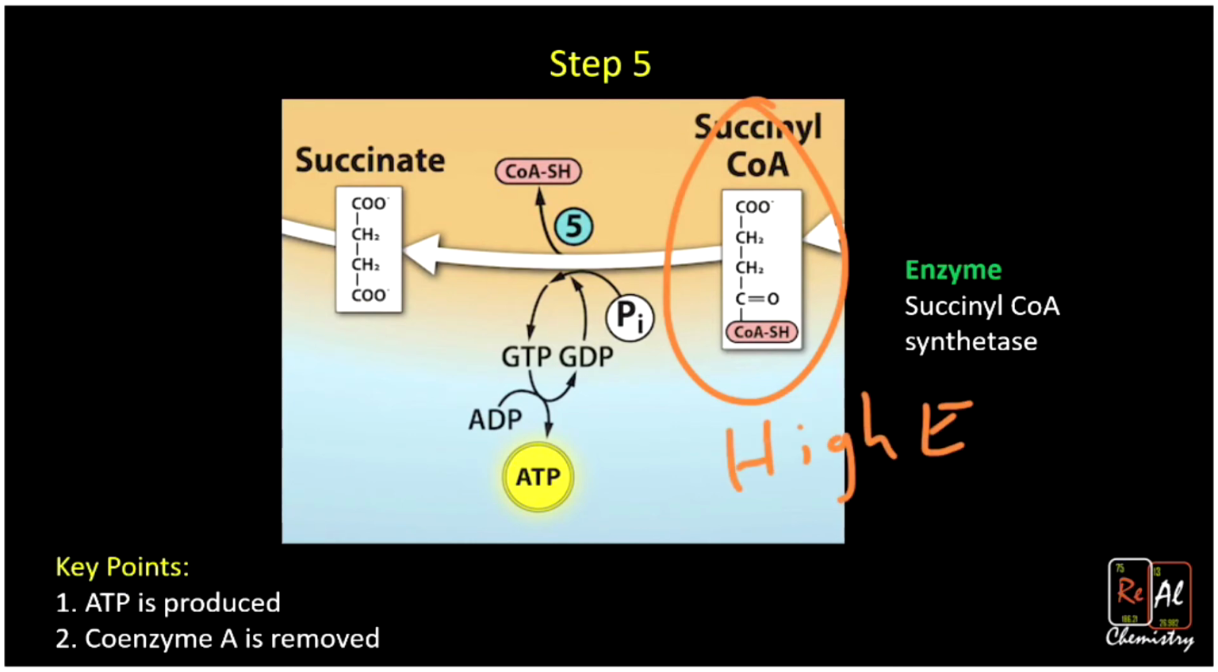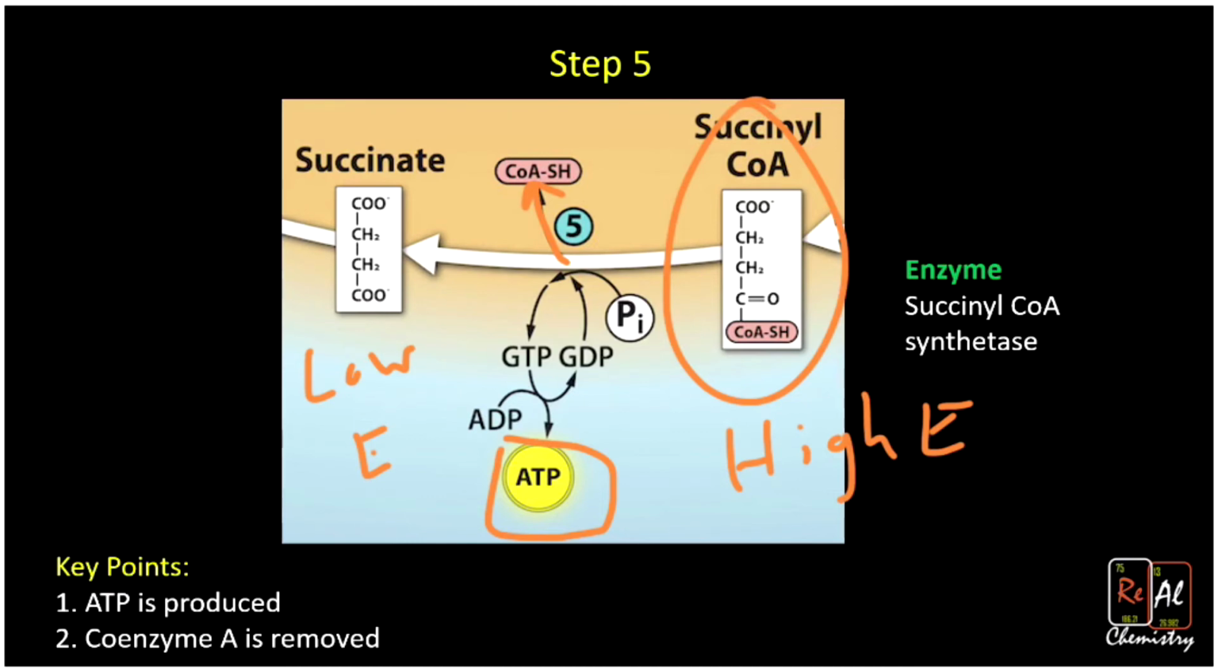And it's a low energy molecule over here. And so what happens is that the energy difference between those two molecules is dumped into ATP. Okay? And at the same time, our coenzyme A is just popped off. Okay, so that's step 5. It uses succinyl-CoA synthetase, which means we're making succinate.